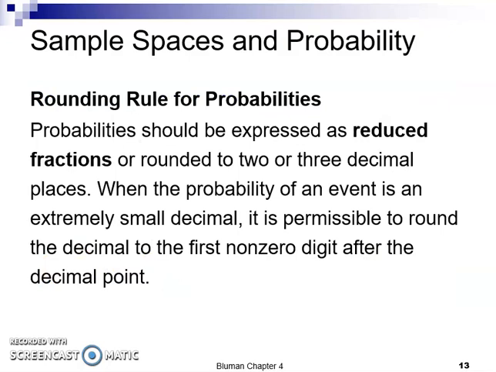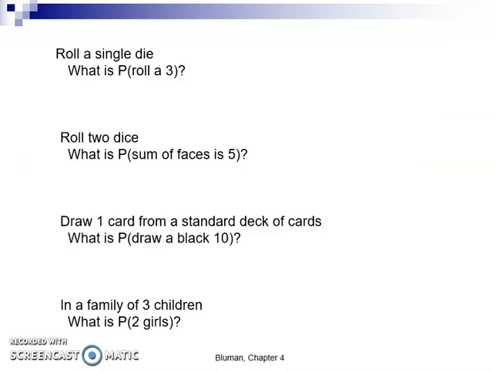And we're going to use the same rounding rules as we do with everything else. If you want to round your final answer off to 2 or 3 decimal places, that is fine. But I would prefer that you stick with reduced fractions unless you're asked to round off to 2 or 3 decimal places. So let's look at a problem.